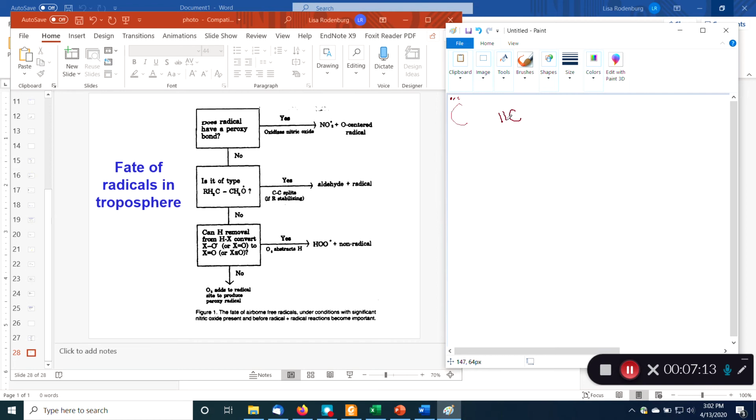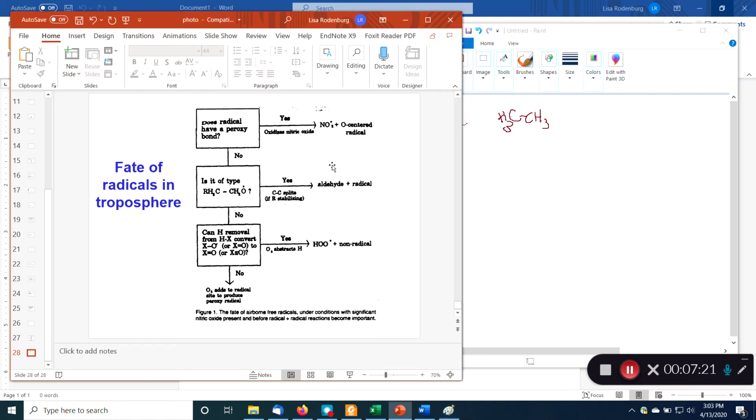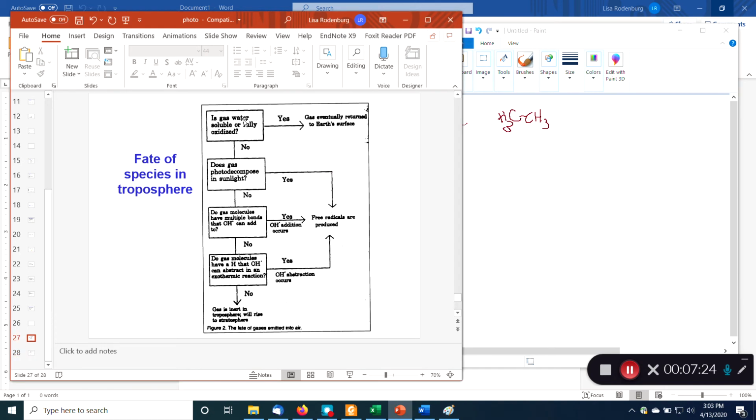Okay, so here's our chemical. Let's say our chemical is ethane. Ethane is flowing through the world. Is it water soluble or fully oxidized? No. Does it photodecompose? No, because it doesn't have N or pi orbitals. Does it have multiple bonds? No. Does it have hydrogens that OH can abstract in an exothermic reaction?